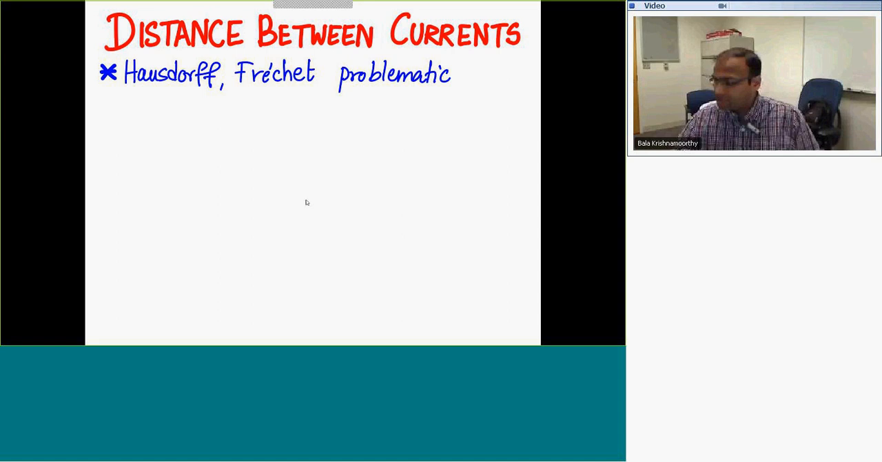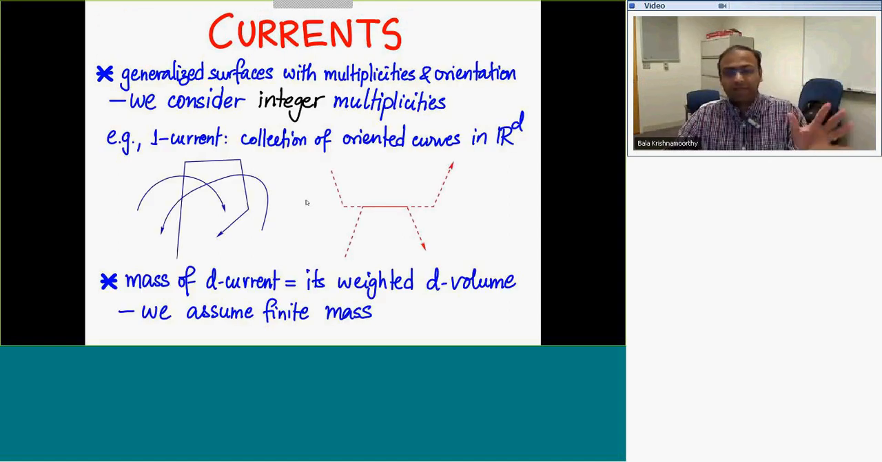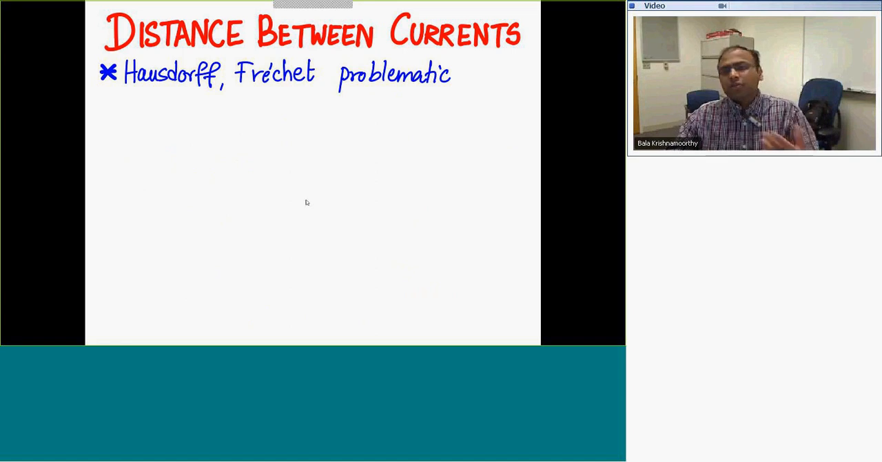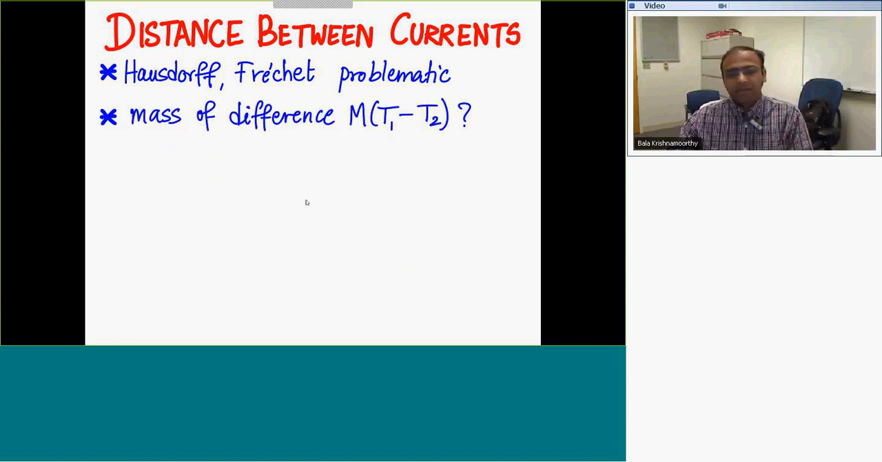But here, as the previous picture shows, the input itself need not be monotonic. It could be a collection of a bunch of 1D curves. So it's not clear how to even define a Fréchet distance in a natural manner. So well, maybe we can take the mass of T1 minus T2. Given two currents T1 and T2, you might think of the distance as the mass of T1 minus T2.